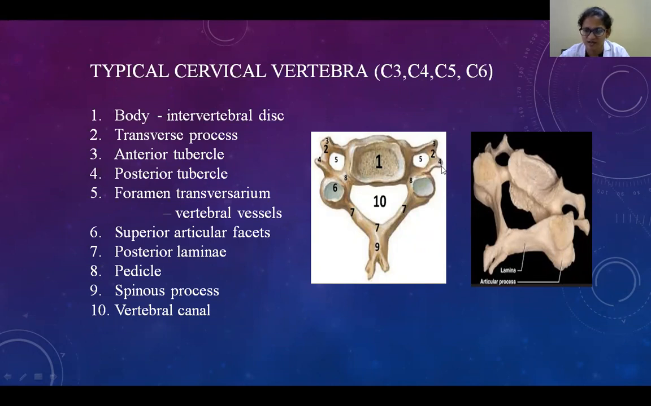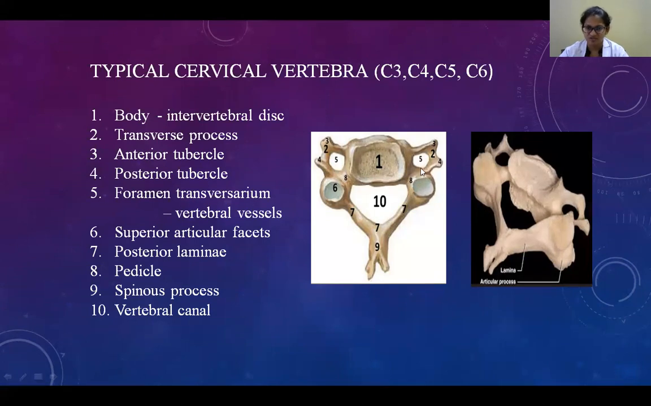Anterior tubercle and posterior tubercle. In between the two tubercles, we see a bar. This bar is called the costotransverse bar. Totally, this anterior root, posterior root, anterior tubercle, posterior tubercle, along with the costotransverse bar, is called the transverse process.